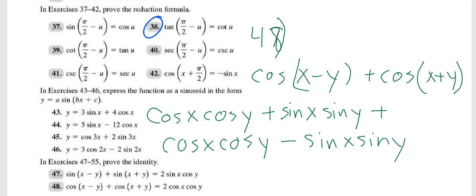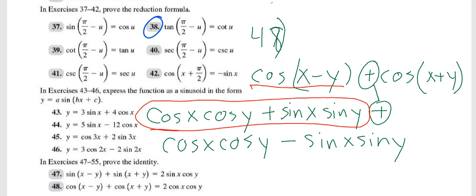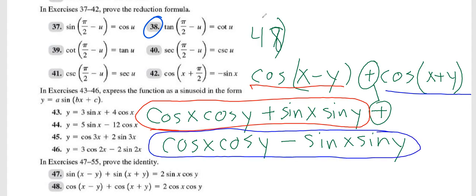Why did the sign in the middle stay the same? That's not part of the cosine formula. That's part of the expression that they've asked me to add together. So what you saw me replace, this part here goes with this, and then this part here is the second part. That plus in the middle is part of the expression, not a part of the replacement substitution.